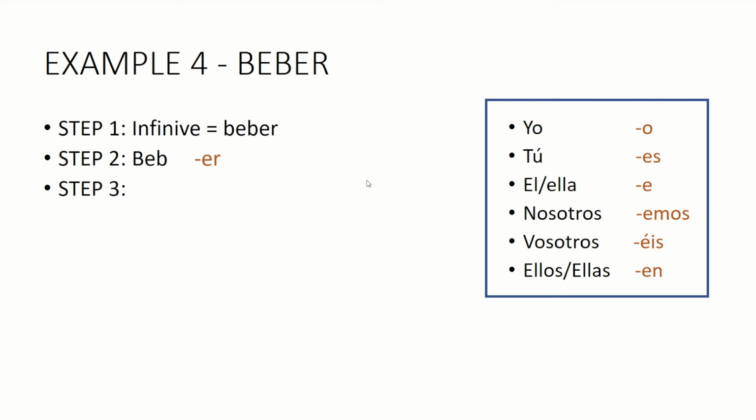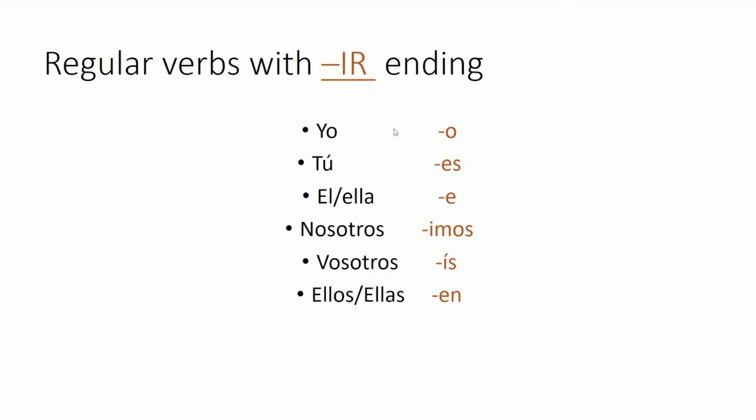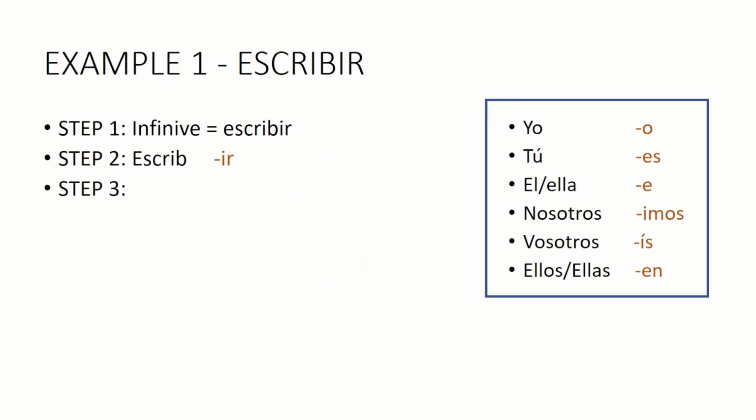So it will be yo bebo, tú bebes, él, ella bebe, nosotros bebemos, vosotros bebéis, ellos beben. So regular verbs ending in IR. The endings for each of the persons are as written there. I will leave them again on the right hand side of the screen, and we are going to have a look at the first example, which is escribir.